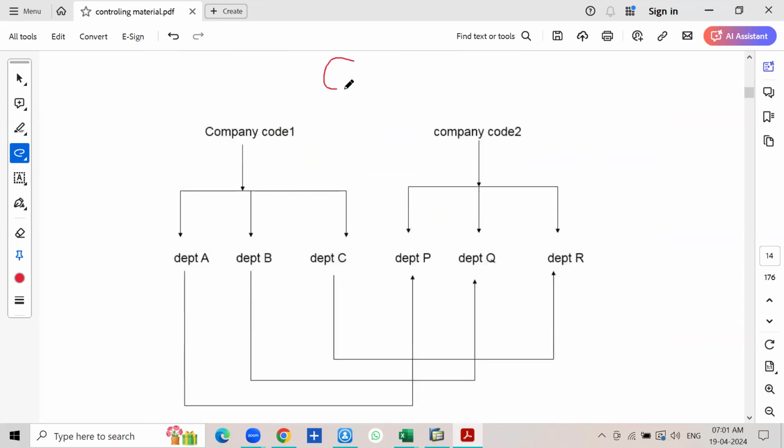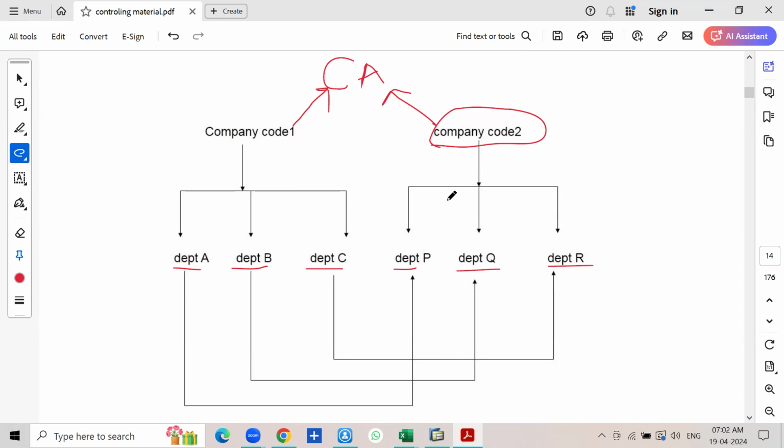Here, for the same controlling area, you assign company code 1 and company code 2, right? Then we can compare the total performance of company code 1 with the performance of company code 2. In addition to that, in company code 1 we have 3 departments: Department A, Department B, Department C. Under company code 2, we have 3 departments: Department P, Department Q, and Department R.